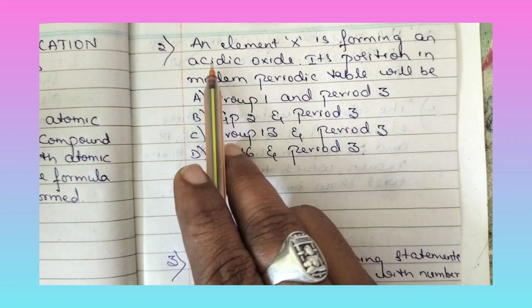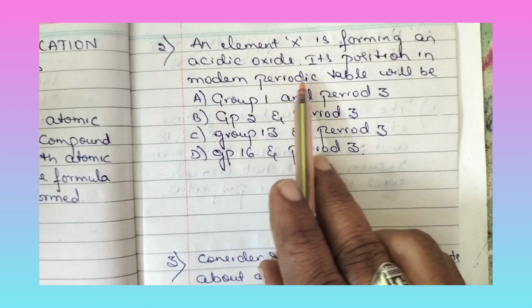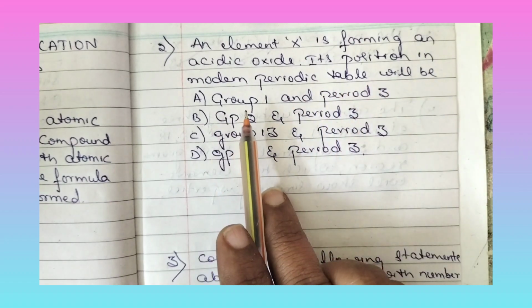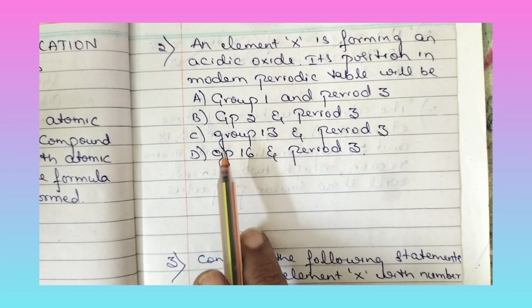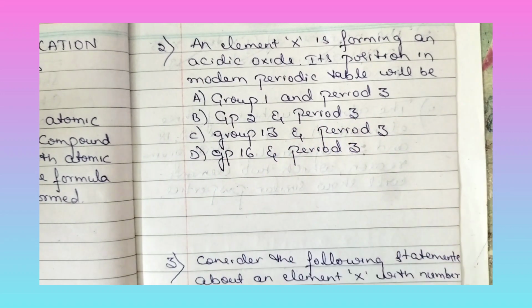The second question is: an element X is forming an acidic oxide. Its position in the modern periodic table will be group 1 and period 3, group 2 and period 3, group 13 and period 3, group 16 and period 3.